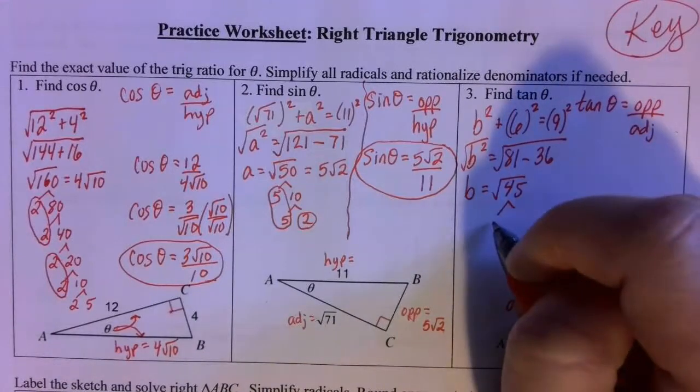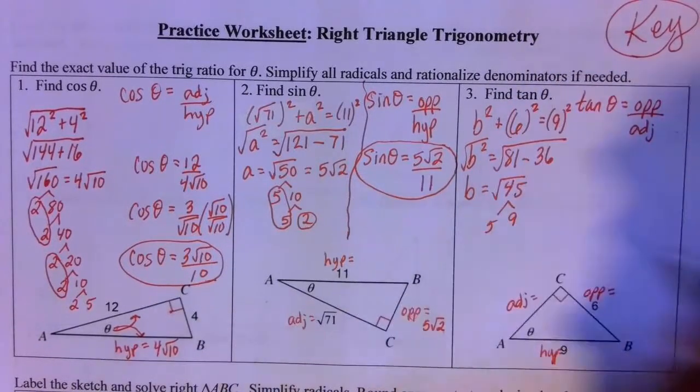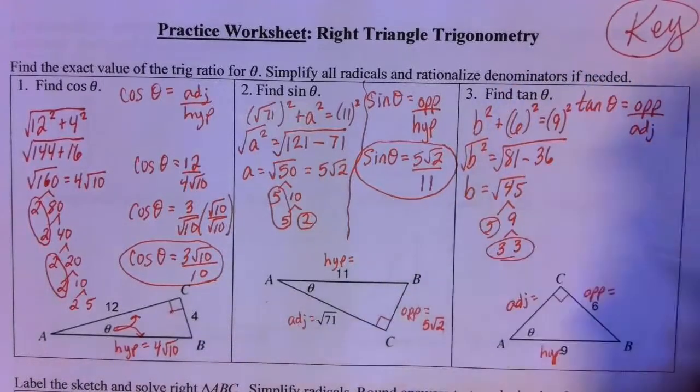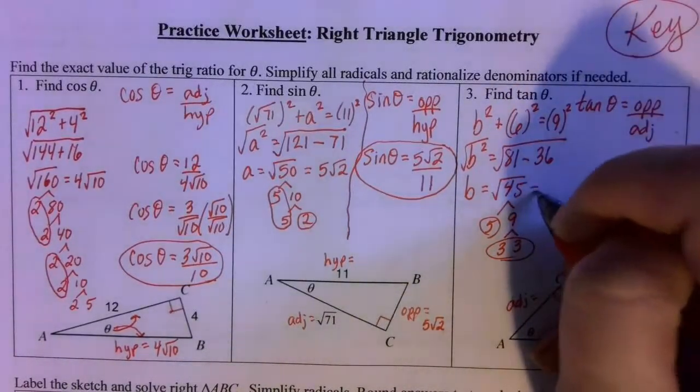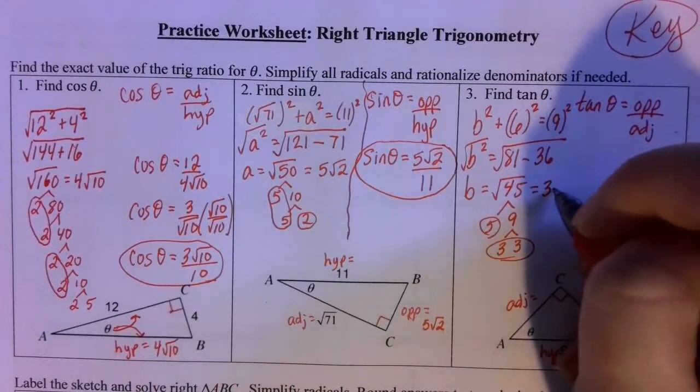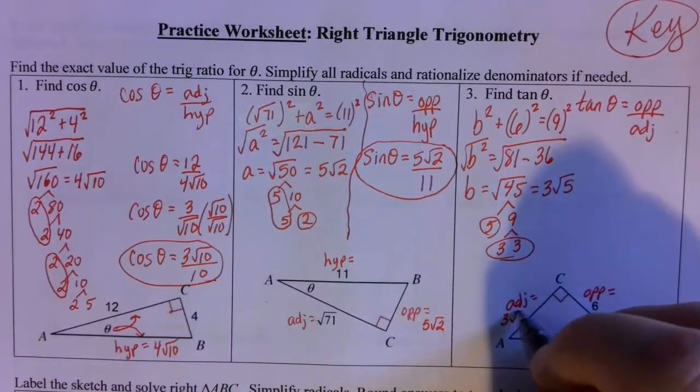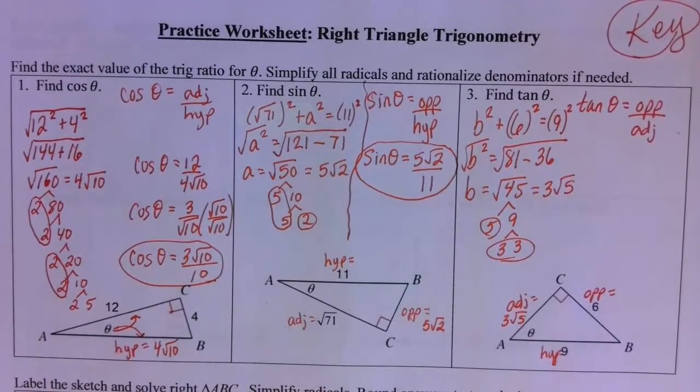The 45 breaks down into 5 times 9. 9 is 3 times 3. So I have a pair of 3's and a 5. So the b is equal to 3 square root of 5. And that's the length of my adjacent side.